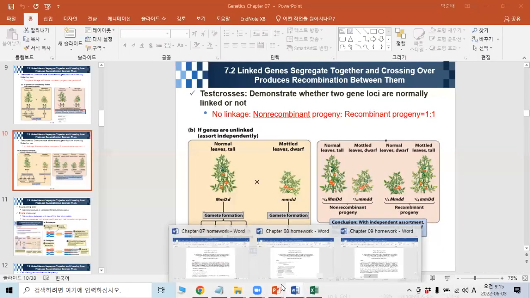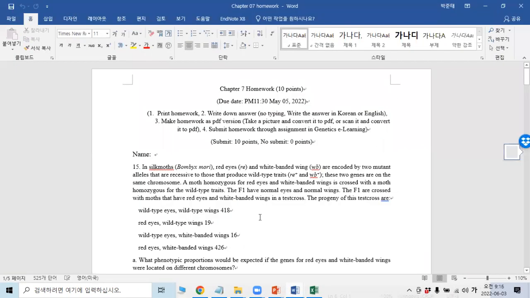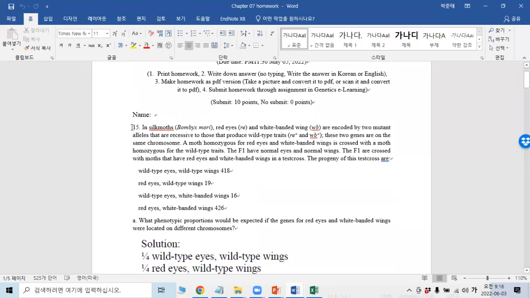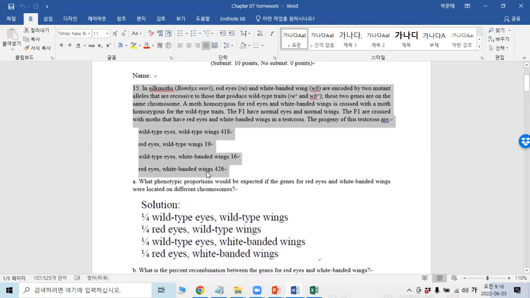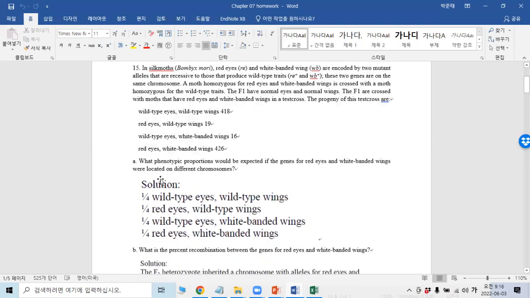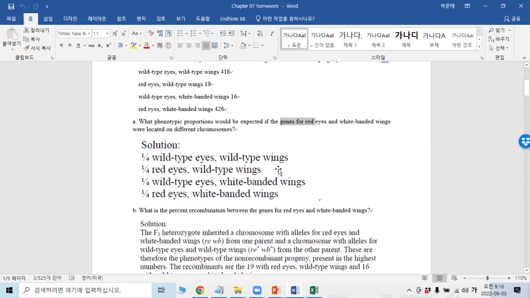In our homework we cover this one. Number 15 asks about two genes located on different chromosomes, and their ratio will be 1:1:1:1. Very important, you have to know.